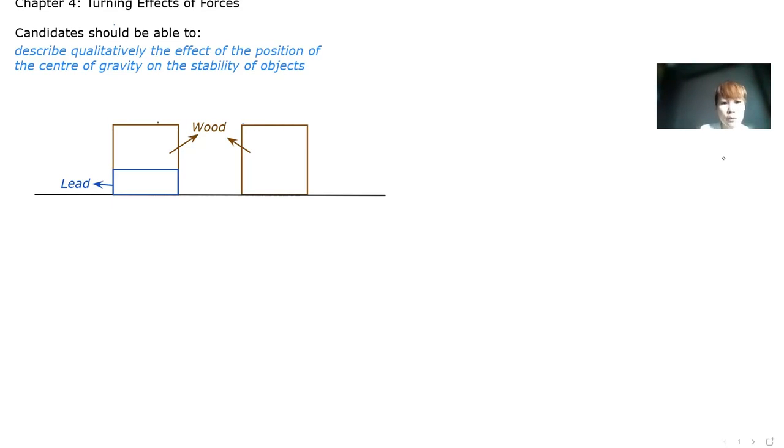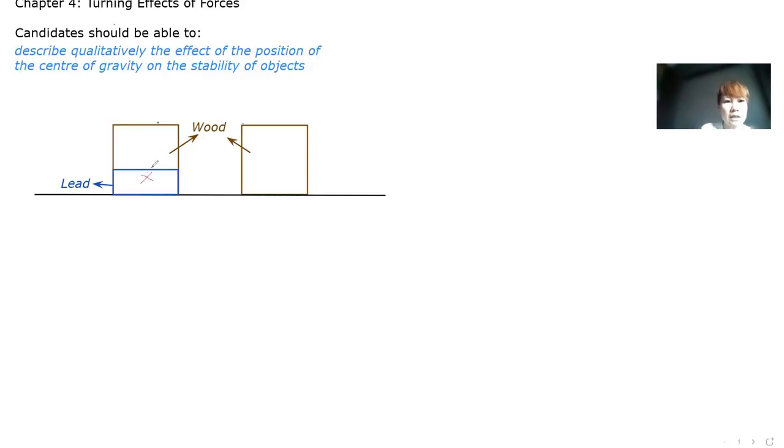So if you look at the first object, if you were to indicate the center of gravity, it will definitely be towards the lead. All right, so let's mark it out with a cross. It will definitely be somewhere lower. So this is the center of gravity.